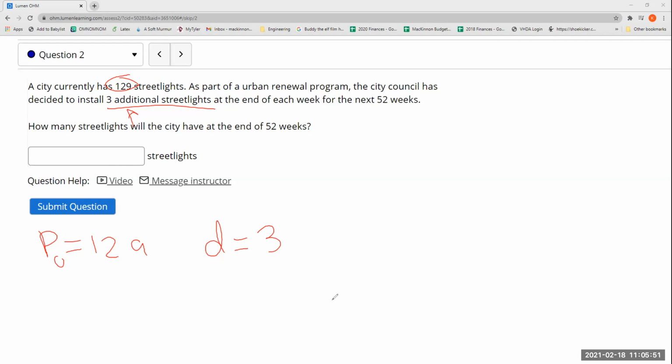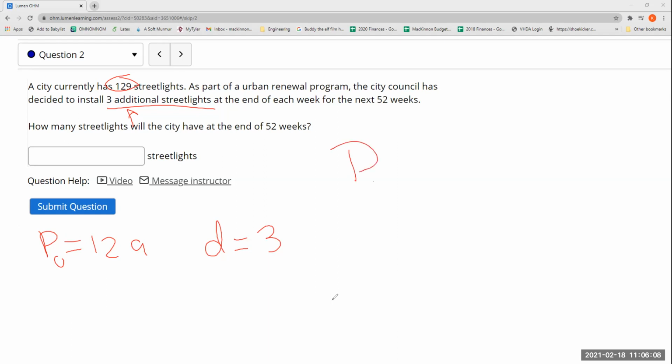If I said I was going to increase the number of lights by 3%, that's a whole different thing. Because as we know, percentages change as the quantity of the thing we're taking the percentage of changes. So you can't say that a percent is a constant increase or decrease.